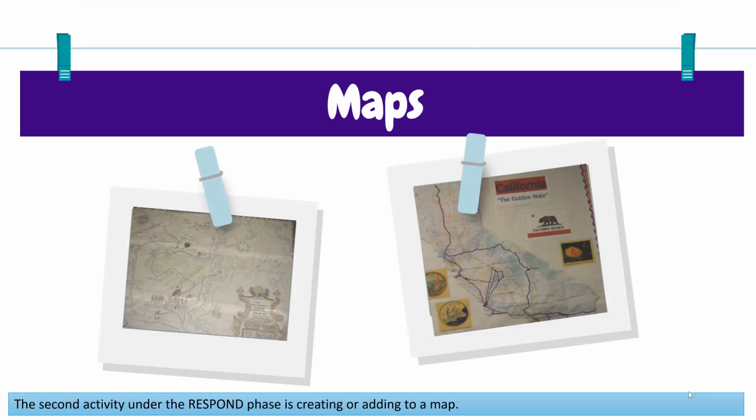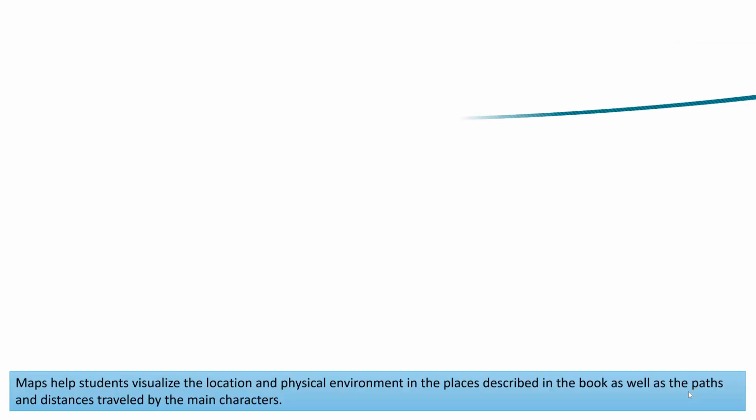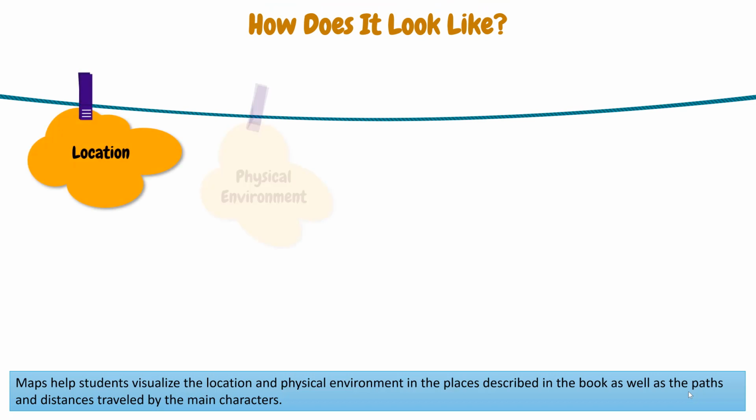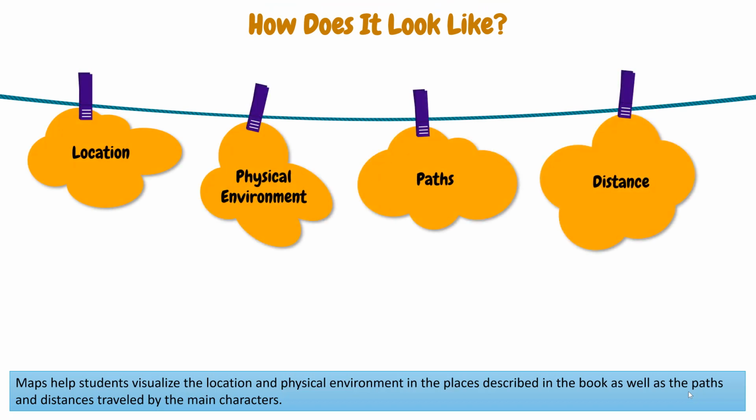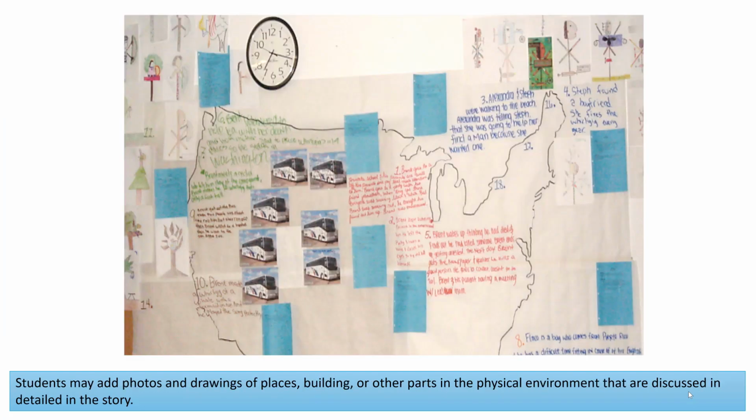The second activity under the Respond phase is creating or adding to a map. Maps help students visualize the location and physical environment in the places described in the book, as well as the paths and distances traveled by the main characters. Students may add photos and drawings of places, buildings, or other parts in the physical environment that are discussed in detail in the story.